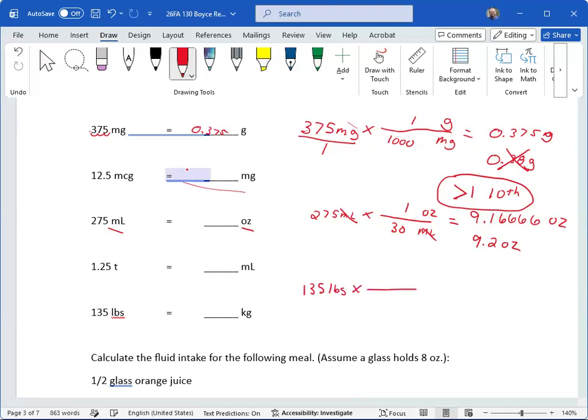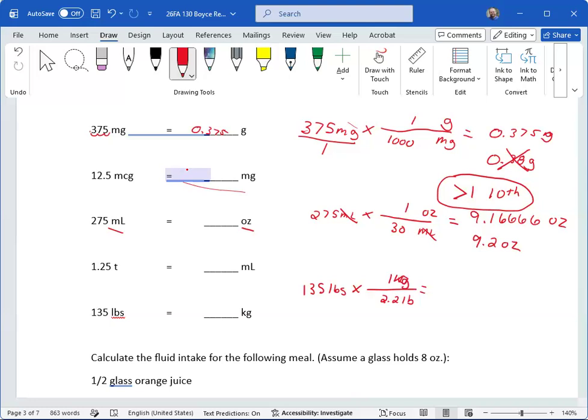Now, I personally, I just go ahead and just divide by 2.2 because I've been doing that for so long, even before nursing, or even just learning science. That was like the first kind of big conversion I ever learned, I guess. So if you just take 135 divided by 2.2, that's perfectly fine. But if you need practice with setting that up, this is how you would do it.